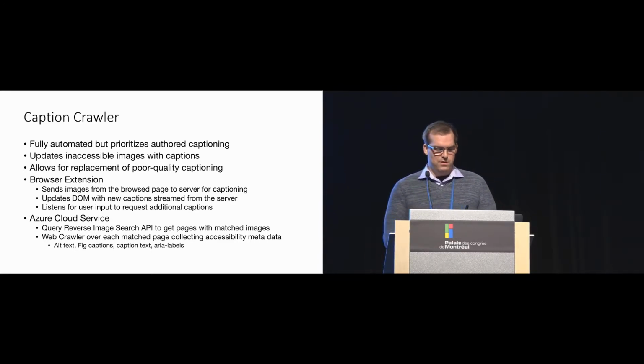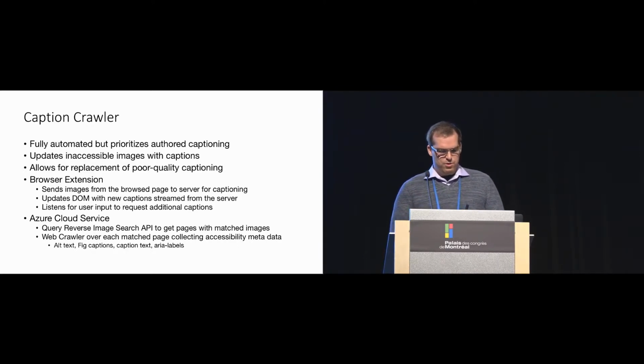The browser extension sends a collection of image metadata to the cloud service and updates the page with new captions as they stream in from the service. It also allows a user to press a key in order to request additional captioning if they've found the captioning to be of poor quality.